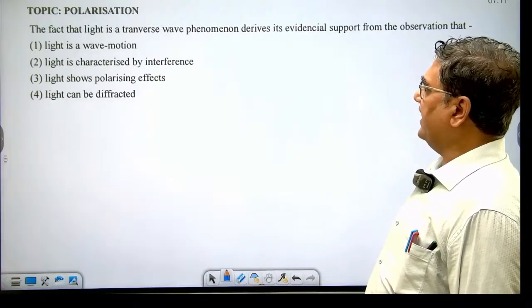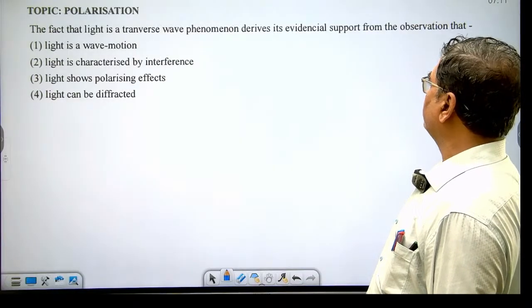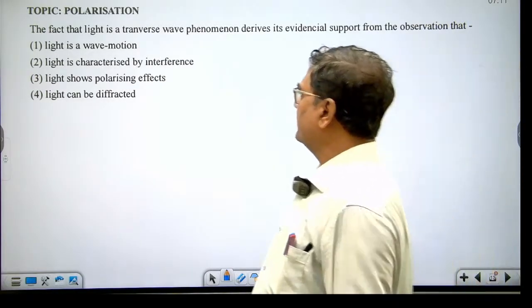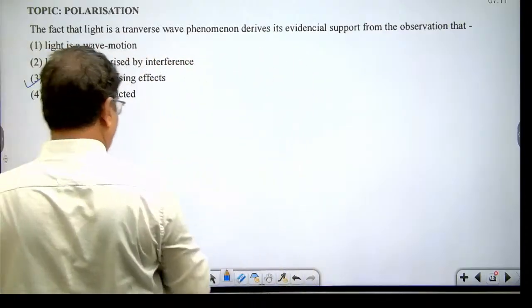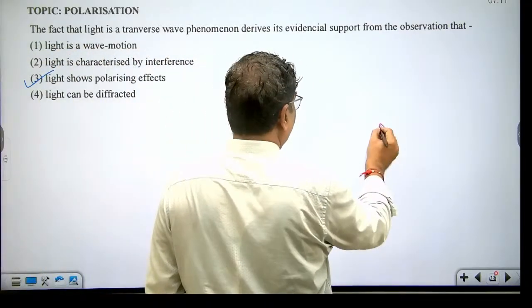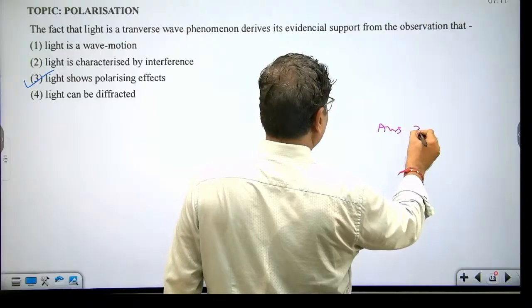The fact that light is a transverse wave phenomenon derives its strongest support from the observation that light shows the polarizing effect. So out of 4 choices, the correct choice is option 3.